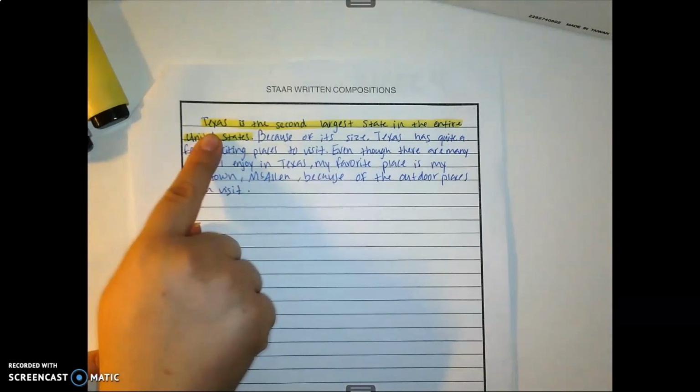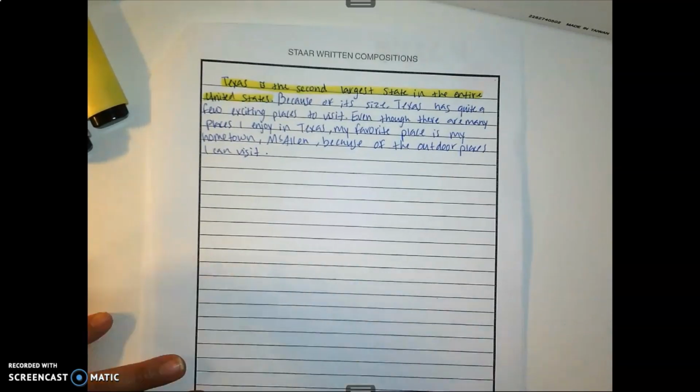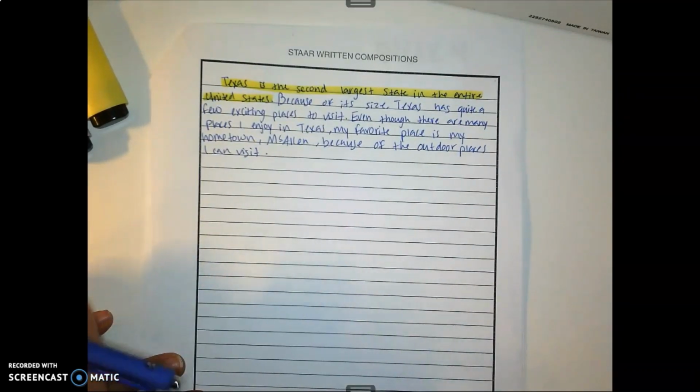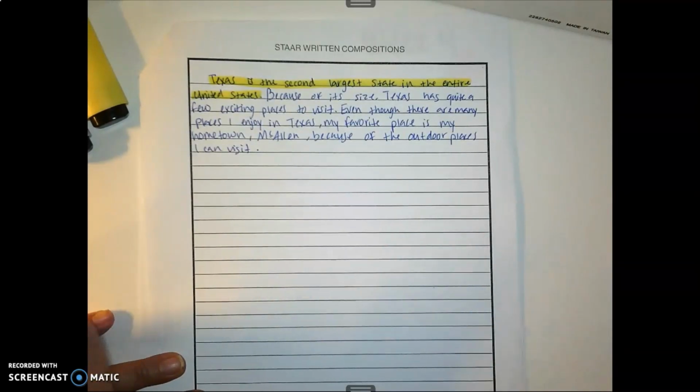I wanted to state a fun fact, because that's true. Texas is the second largest state in the entire United States. Bonus, does anybody know the first? Who knows the first? It's Alaska. Alaska's the first.